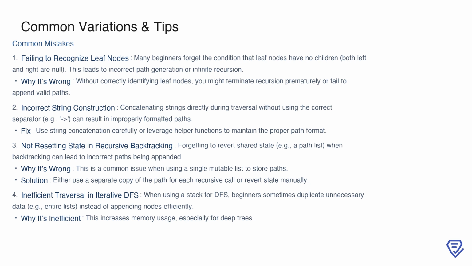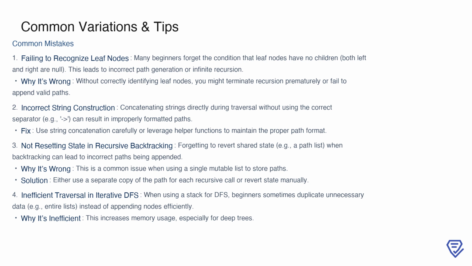to incorrect path generation. Another common mistake involves string construction. If you're concatenating strings as you build paths, you need to ensure the correct separator, like a dash, is used. Neglecting this can result in paths that are improperly formatted, which could cause your output to fail test cases.